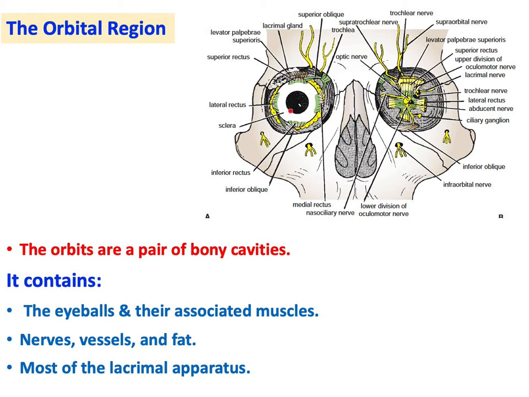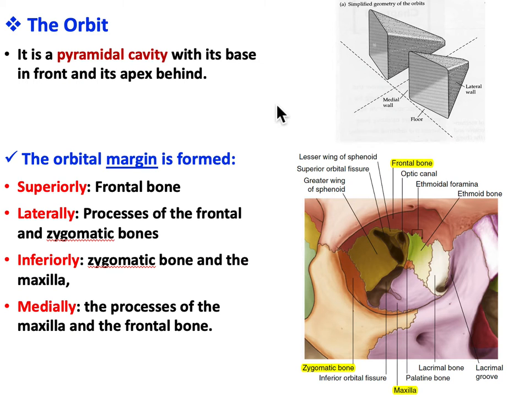So what comes to your mind when you say orbit? First of all, it contains the eyeball, and of course its associated muscles. Furthermore, when you say eye and muscles, that means there are nerves, vessels, and of course it is surrounded by fat, as you see here in this figure. Furthermore, because there is an eye, we need a lacrimal apparatus, as you see in this figure in the superior lateral corner there, to lubricate the eye. So this is an introduction to the content of the orbit.